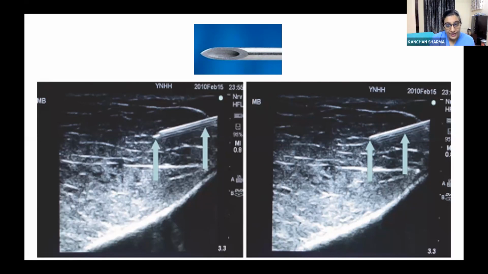Okay, so always whenever you are going for any intervention, because you can see in this picture, this is straight and then you have a dip. So the reflected wave will be different from this surface or from this surface. And this difference is surely going to help you when you are going for any procedure. Always keep the bevel up when you are moving your needle inside the patient.